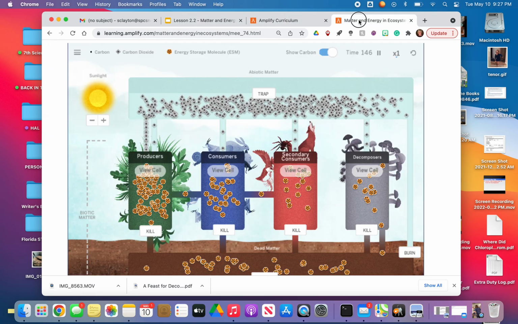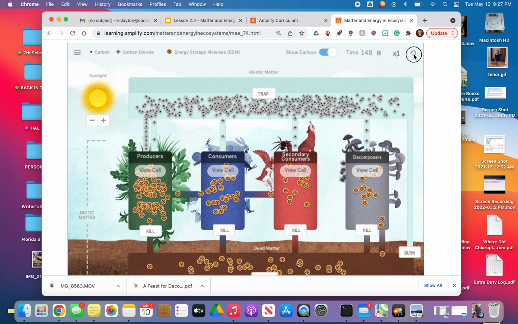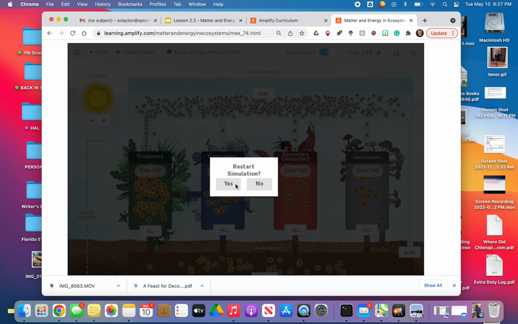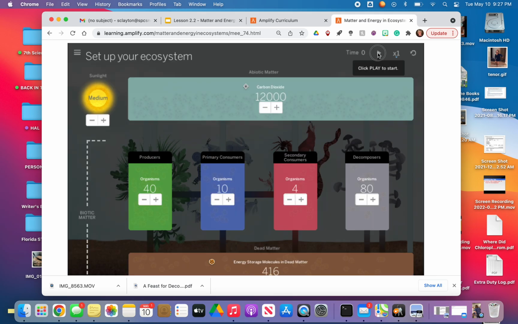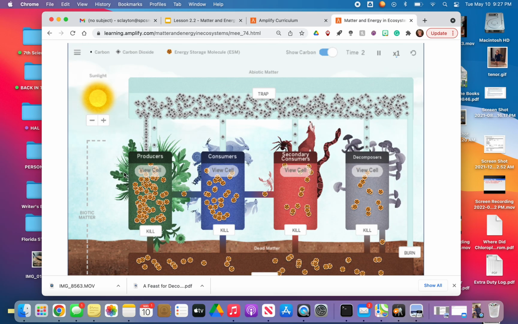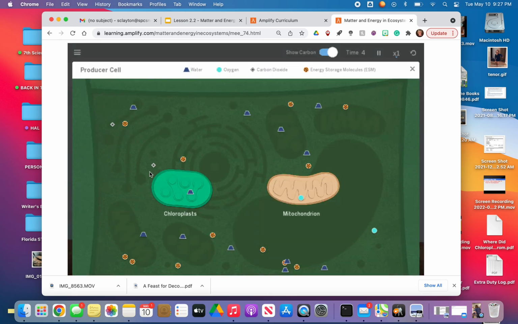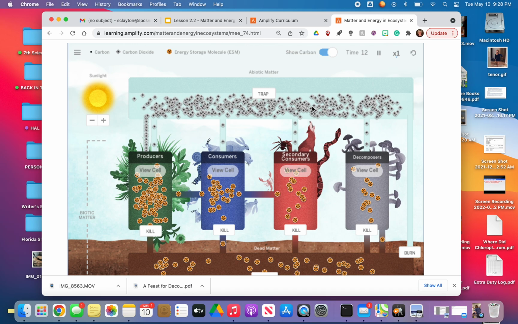Jump over to your sim. I'm going to reset mine. I don't think it'll really matter if I reset it, but I'm going to. So I'm going to reset it. Again, I'm going to look at my producer. Yep, there's photosynthesis occurring. More importantly, we're looking at cellular respiration, which takes place in the mitochondria. So I'm going to go ahead and get out of that.